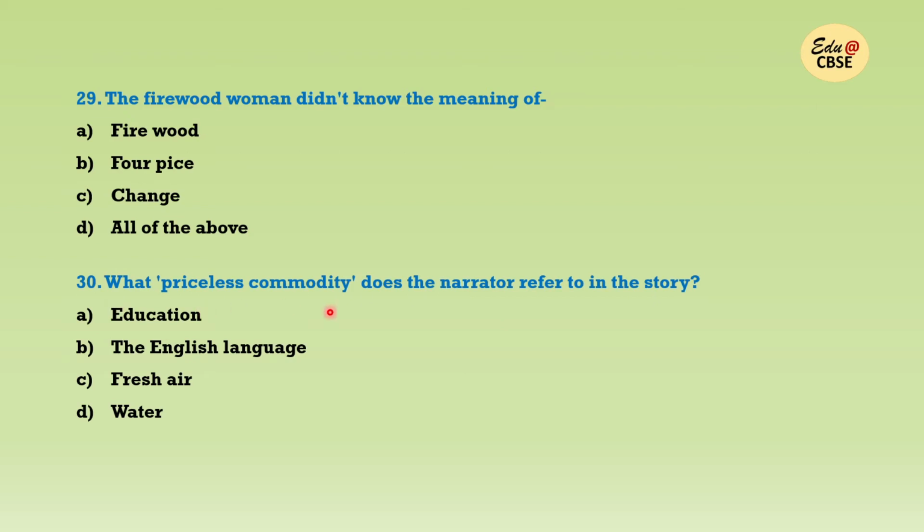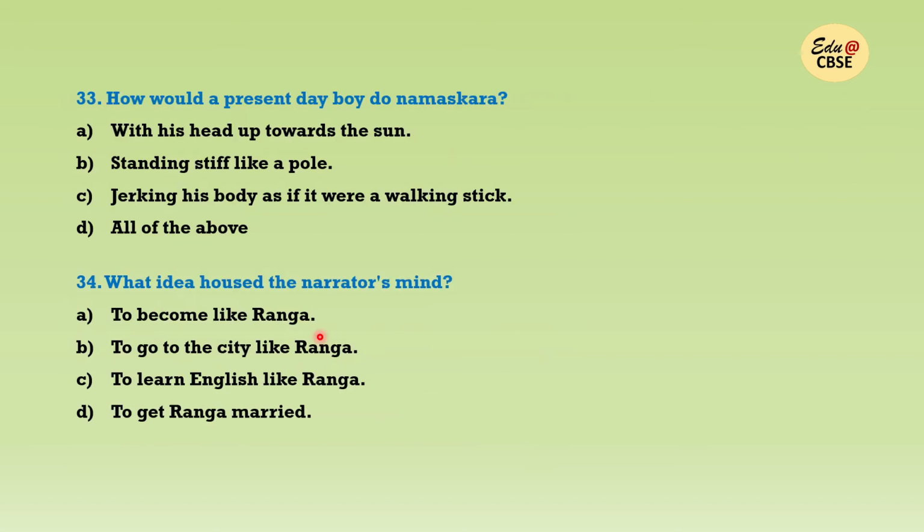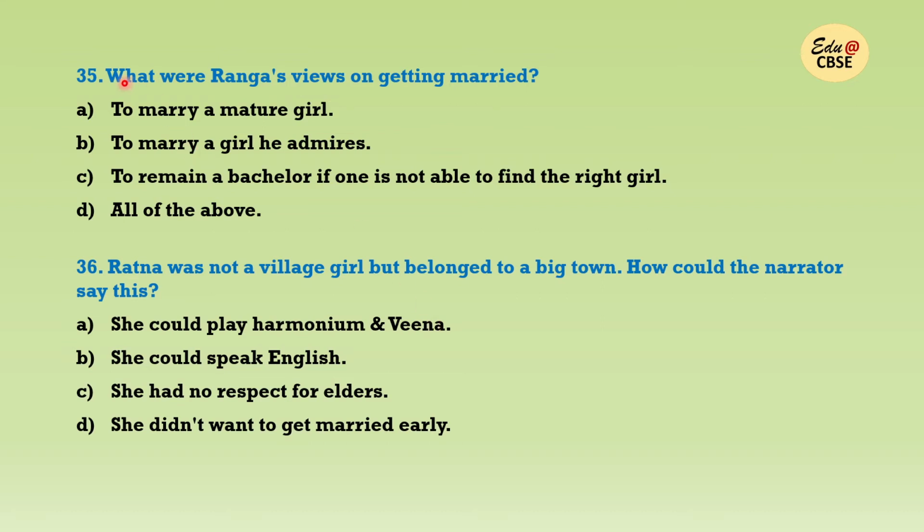Next one, what priceless commodity does the narrator refer to in the story? Next, thinking that all these things were now of the past, I kept quiet. So what things does the narrator refer to here? 32nd, why did the old lady inspect Ranga? Next one, how would a present-day boy do namaskara? Then 34th, what idea housed the narrator's mind? 35th, what were Ranga's views on getting married?